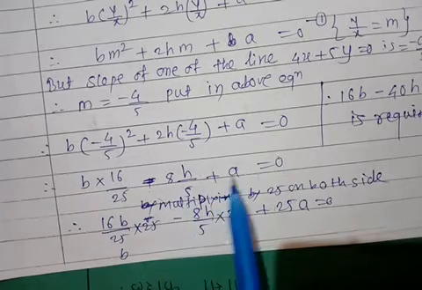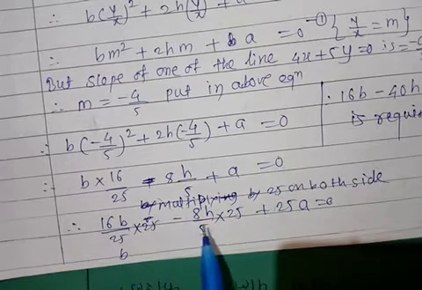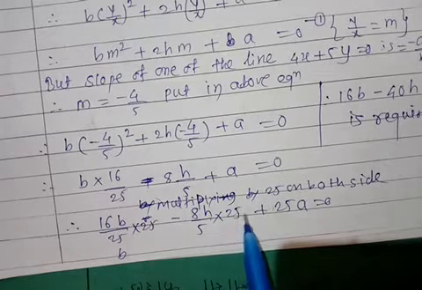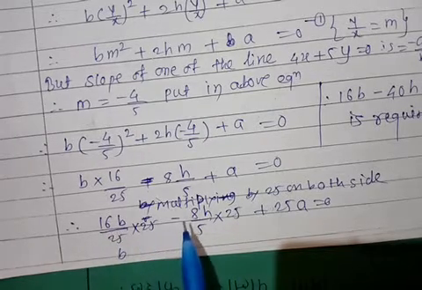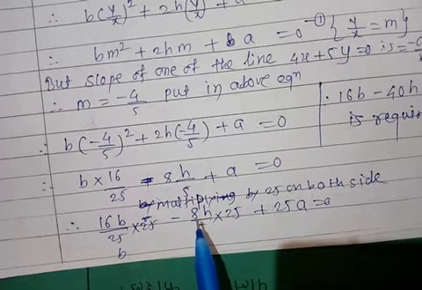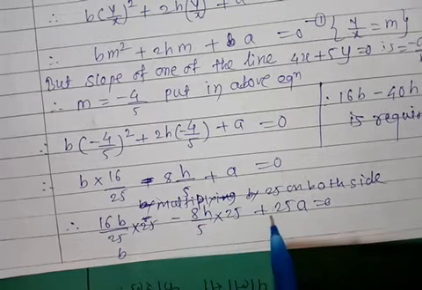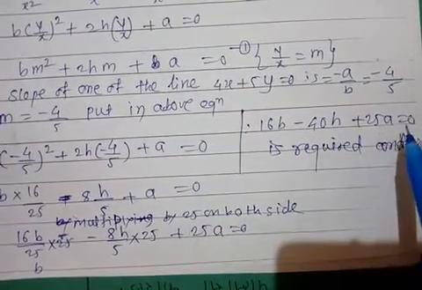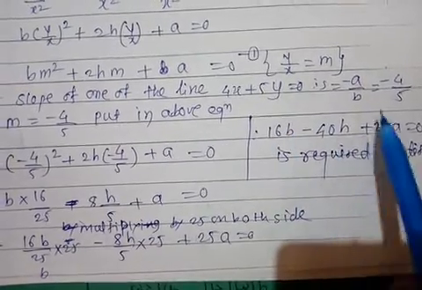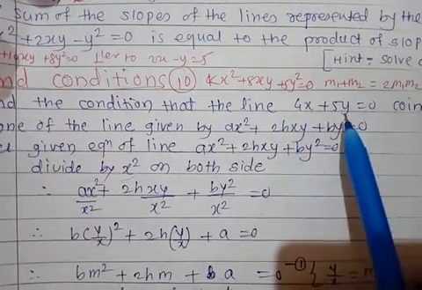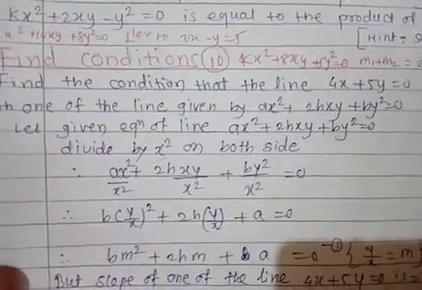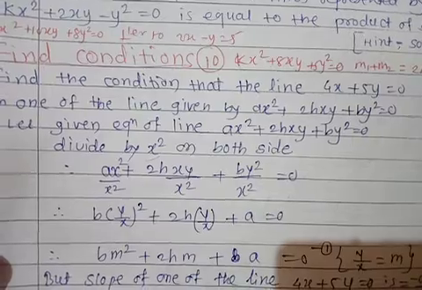Multiply by 25 on each term. 25 and 25 get cancelled. 5 ones are 5, 5 eights are 40. Therefore here 16b remains, here 5 remains, so 5 eights are 40, minus 40h plus 25a. This is 16b minus 40h plus 25a equal to 0. This is the required condition, the condition that this line is one of the lines of this equation. It is called the condition. We have to find the condition of the equation. It is the first question.